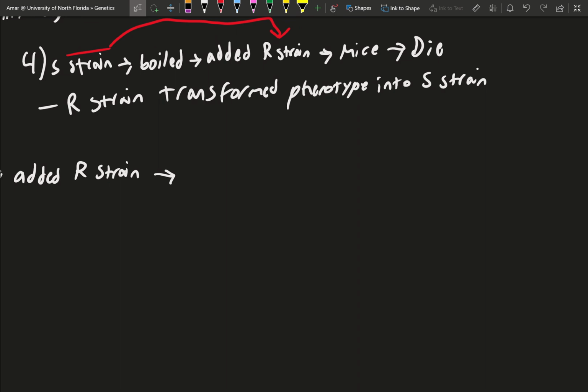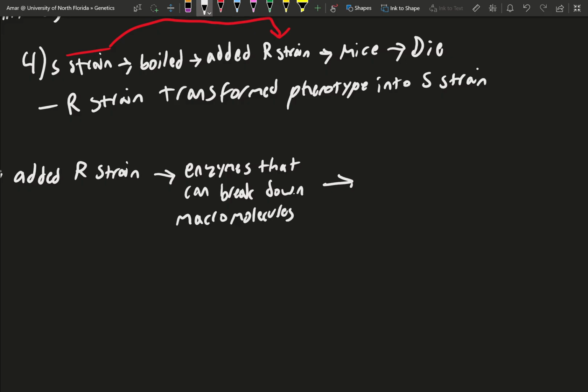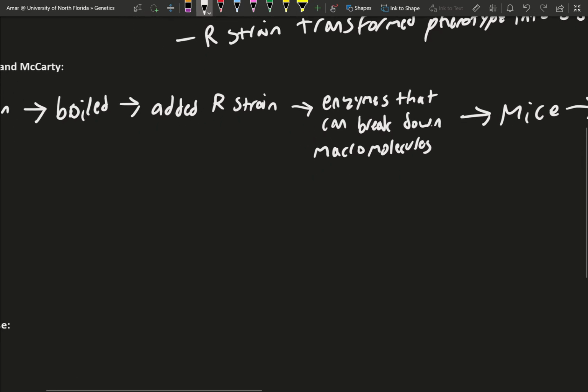So they added enzymes that can break down macromolecules, and then they added this into the mice. And then you would look for if they would die or if they would survive. That was their whole entire point. The enzymes that they added were essentially lipases to break down lipids.